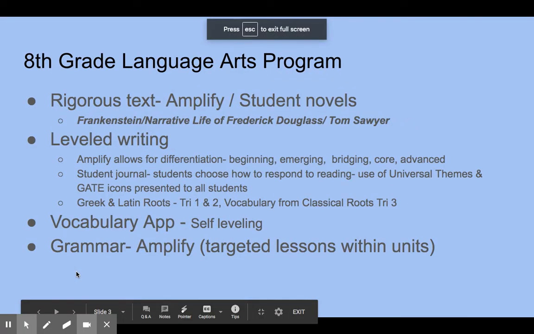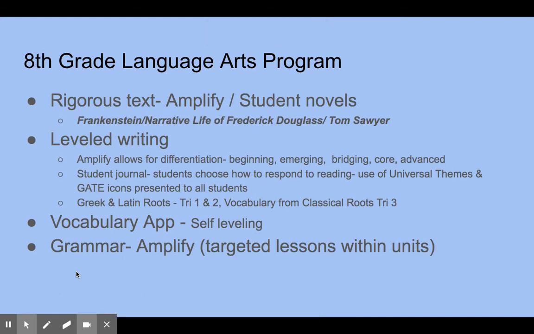Okay, so 8th grade language arts, you kind of saw that on my website. Amplify is our online text. No book is necessary. Even the novels themselves that I'm going to use this year are embedded in Amplify: Tom Sawyer, Life of Frederick Douglass, which we used during the Civil War, and Frankenstein, which we will do 3rd trimester, and we do have a graphic novel that goes with that.